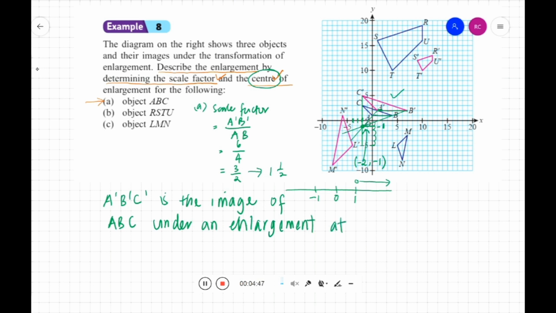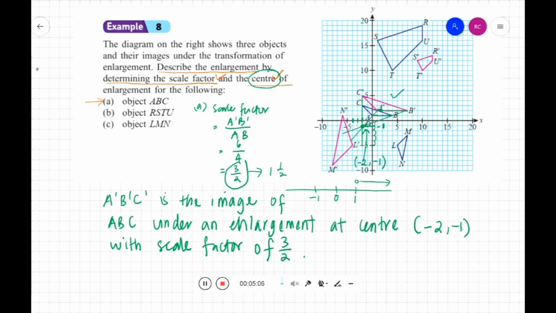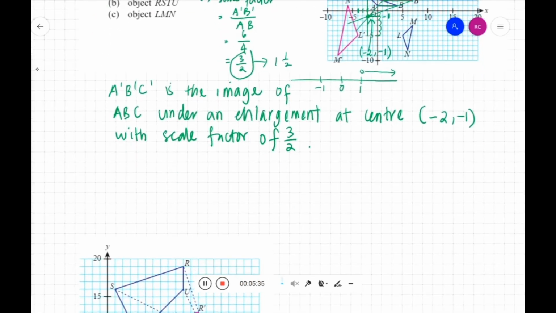So you follow all this word: under enlargement at center. The center that we found out just now is (-2, -1) with scale factor of, you just follow this, 3/2. You don't simplify, it becomes a mixed number. We just carry on with the scale factor that we have. Okay, so for the first one, it's done. Okay, we continue with B, which is the object RSTU.